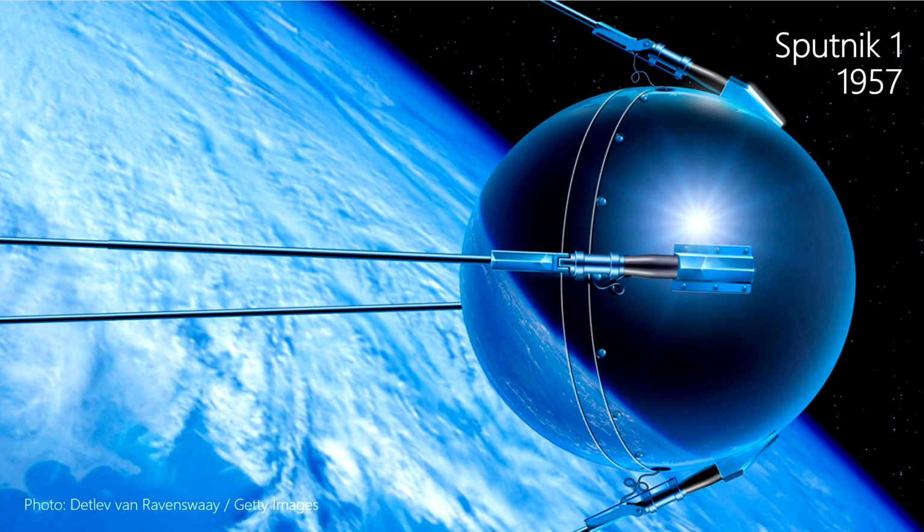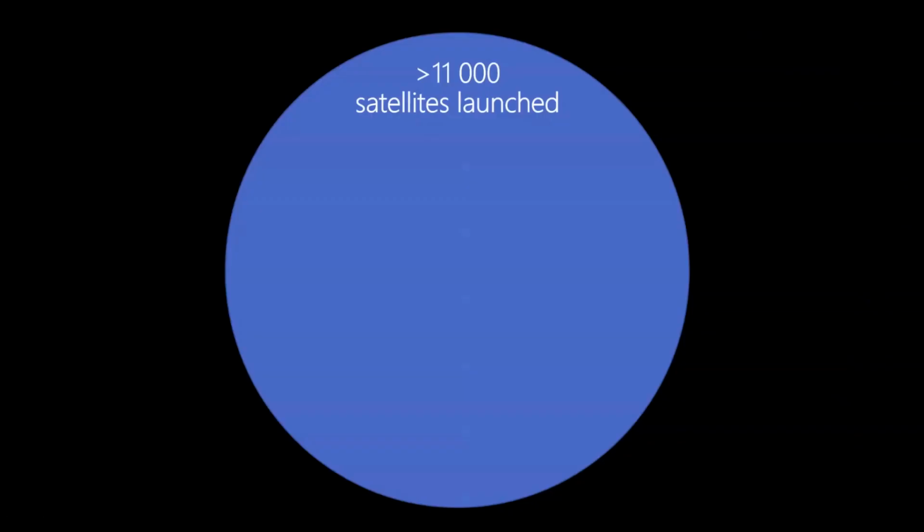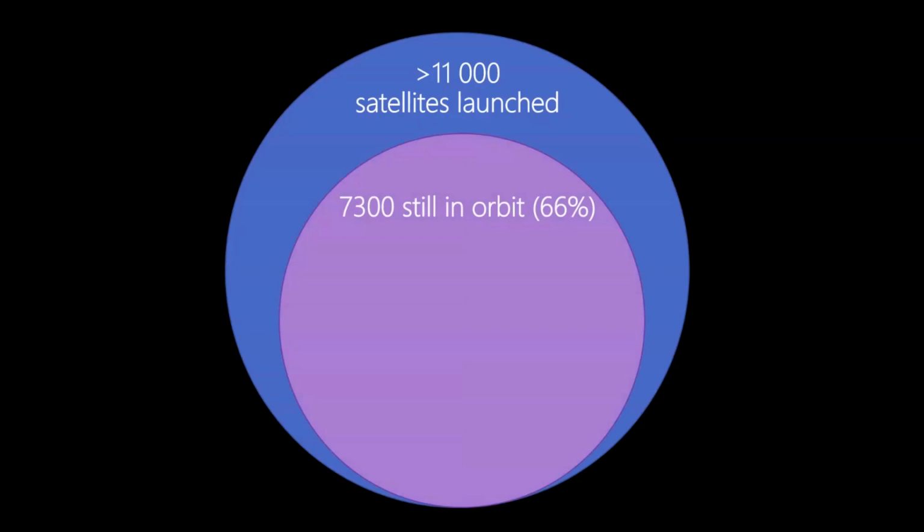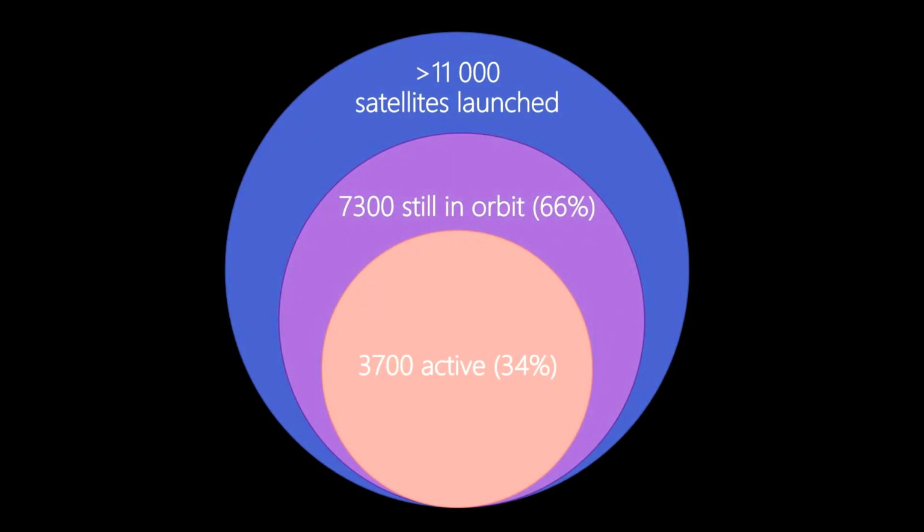Now, since the launch of the first satellite back in 1957 with Sputnik 1, humans have launched over 11,000 satellites into orbit, out of which approximately two-thirds are still in orbit, but really only about 34% out of the 11,000 are still active and operational. Now, how about the other satellites that are still in orbit but not operating anymore?